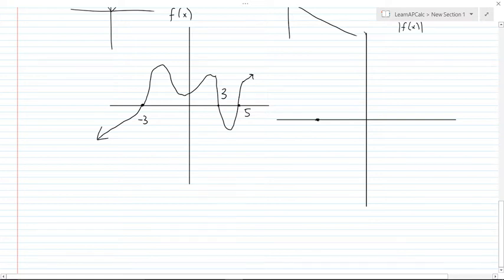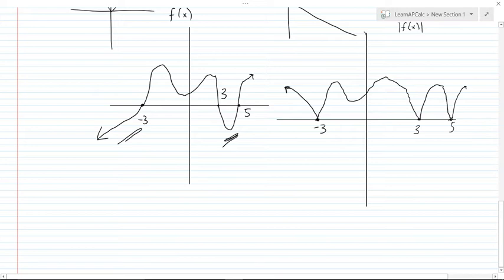So I'll draw our points here at -3, 3, and 5. So everything greater than 0 is going to look the same, just trying to sketch this the same. And then everything that is negative is just going to be reflected. So this part here, I'm just going to reflect it and make it positive. Again, here this is negative, so I'm reflecting that and making it positive. And so here would be f of x, and here is absolute value of f of x.